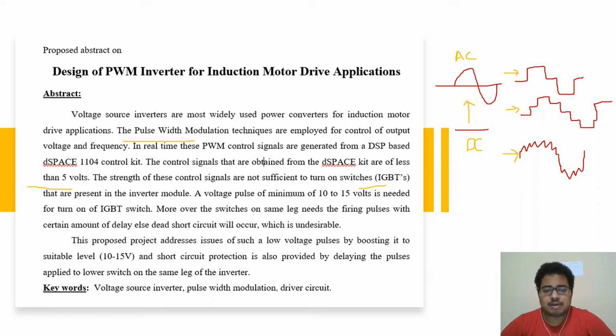A voltage pulse of minimum 10 to 15 volts is needed to turn on an IGBT switch. Moreover, switches on the same leg need a firing pulse with a certain amount of delay, else a dead short circuit will occur, which is undesirable. This proposed project addresses the issue of such low voltage pulses by boosting them to a suitable level of 10 to 15 volts, and short circuit protection is provided by delaying the pulses applied to the lower switch on the same leg of the inverter. Keywords are voltage source inverter, pulse width modulation, driver circuit.